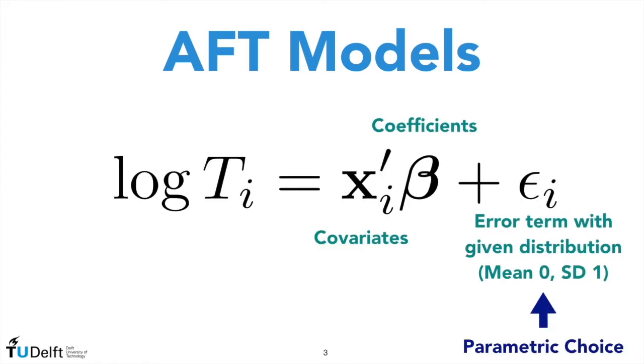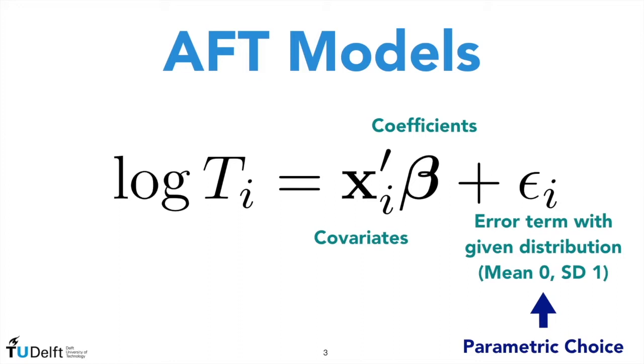In practice, we assume that the log of t follows a linear model, and for every single counterparty i, we have that log of ti is the sum of two elements, xi prime beta, where we have the different covariates and their coefficients, and an error term epsilon i. This is the element on which we will make our parametric assumptions, our parametric choices.